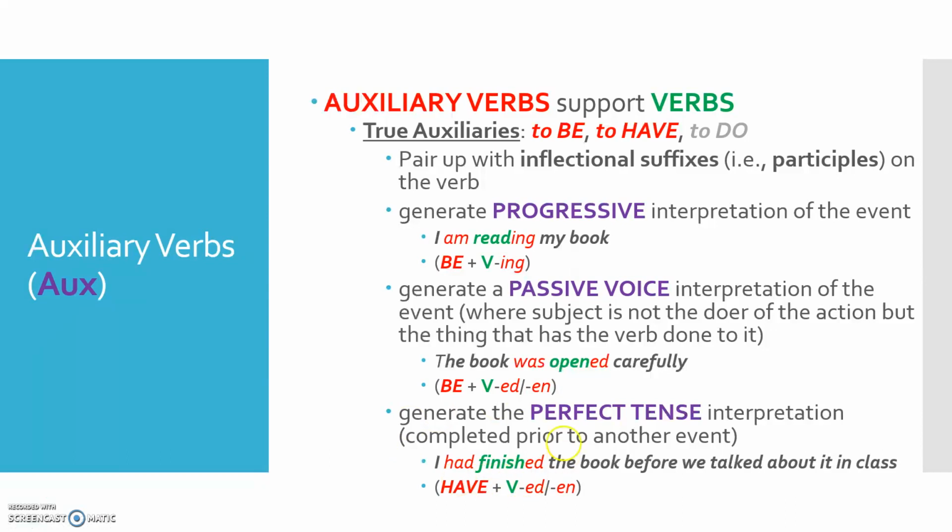So we have two events here. We have a finishing of the book event, and we have a talking about it in class event. And by pairing the auxiliary verb to have with the past participle, we're saying the finishing of the book event happened prior to some talking event. Now the talking is in the past, so this is even further in the past, which is marked by the past tense form of the auxiliary verb in conjunction with the suffix.